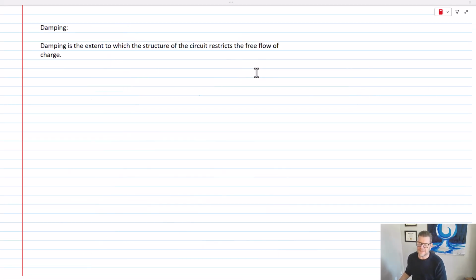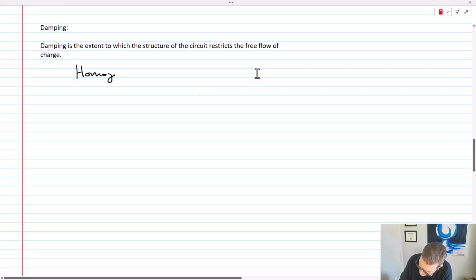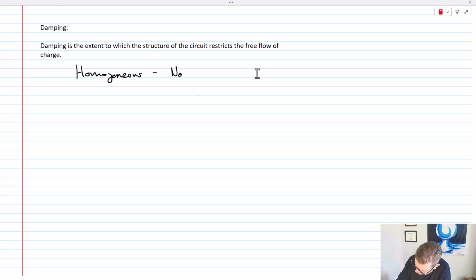So now we want to talk about something called damping. And damping is important because damping tells us the extent to which the structure of the circuit is going to restrict the free flow of the charge. So essentially it's going to tell us whether or not our charge goes around the circuit once, more than once, or less than once on a single charge. And so whenever we're looking at this, we're going to be looking at it in terms of the homogeneous DE, which for us is no oscillation, no EMF. And so our differential equation is going to be Q double prime plus R over L Q prime plus 1 over LC Q equals 0.